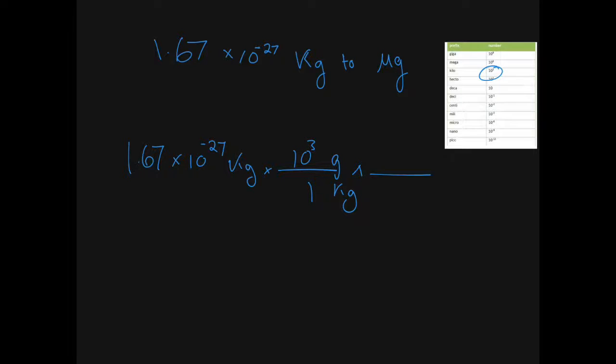Now we want units to cancel again, so we'll go grams to micrograms. And we know that there are 10 to the 6 micrograms in 1 gram. And here, grams cancel and kilograms cancel, so we're left with micrograms. And if we put this into our calculator, we get 1.67 times 10 to the negative 18 micrograms.